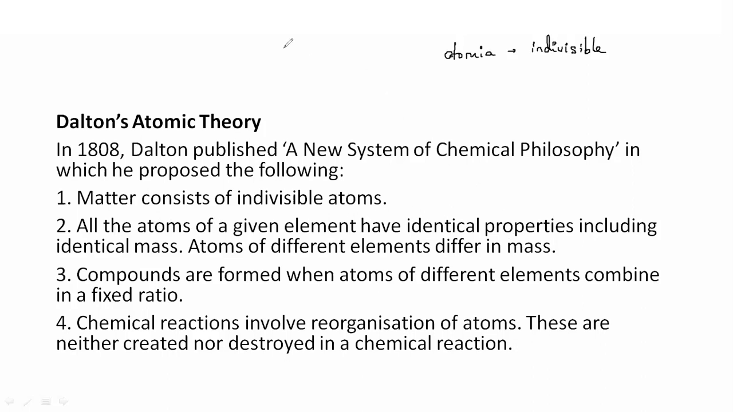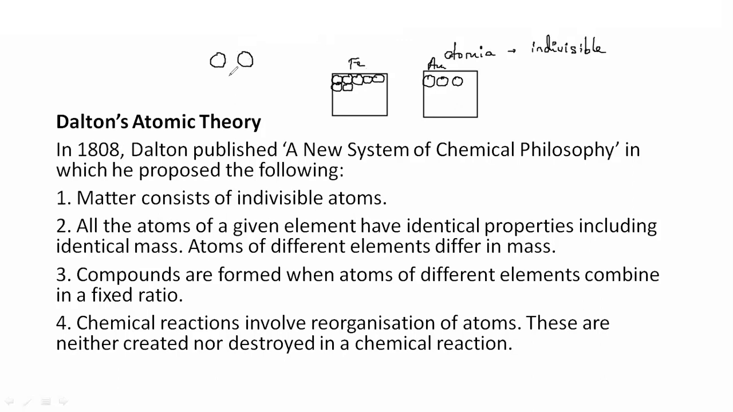Example: suppose I take the element iron, and here I take a piece of gold. Let me say this is iron and this is gold. I hope you know the symbols. So iron will contain iron atoms and gold will contain gold atoms. Take out an iron atom and compare it with another iron atom.